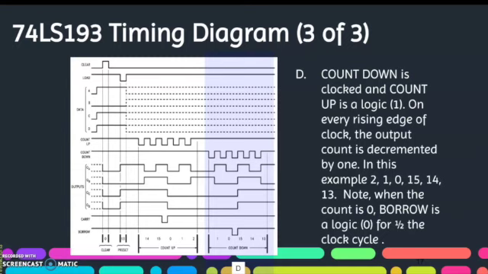Now we're looking at the countdown portion of the timing diagram. So the countdown is clocked and the count up is a logic 1. That means we're having the clock signal go into that down input, and the up clock is tied to a digital constant. On the rising edge of the clock, the output count is decremented by 1, so that means we're counting down. Here we see 2, 1, 0, 15, 14, 13. Make sure that you notice that when the count is 0, the borrow is a logic 0 for half of the clock cycle. So again, we see that little blip on the borrow.